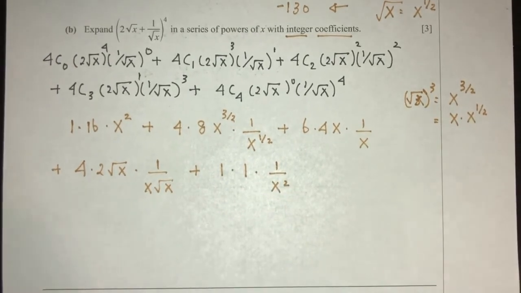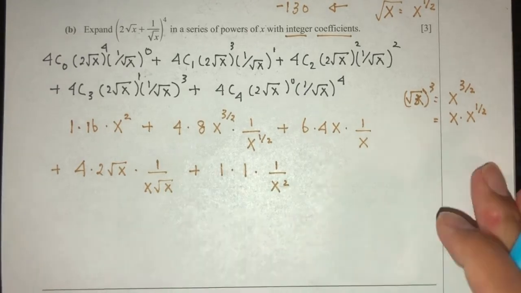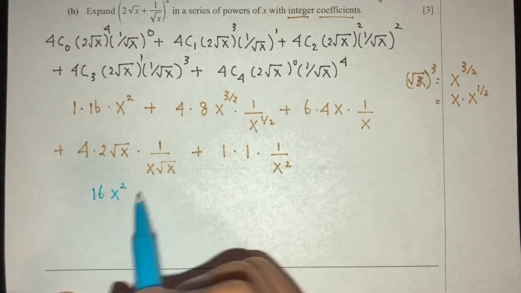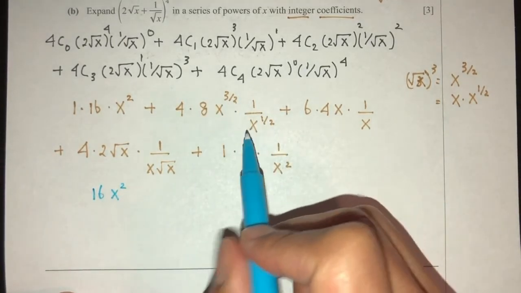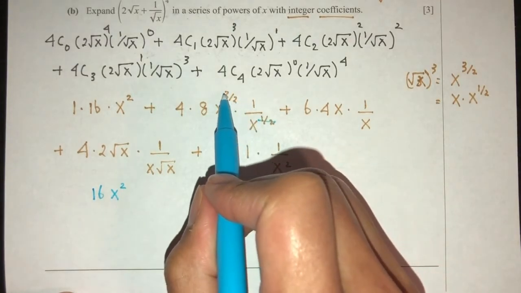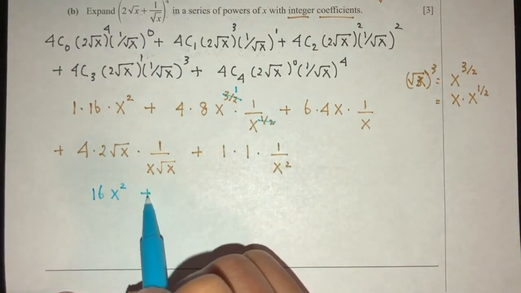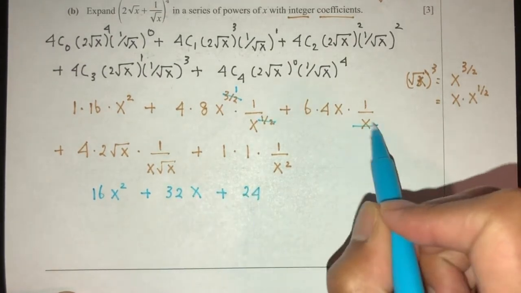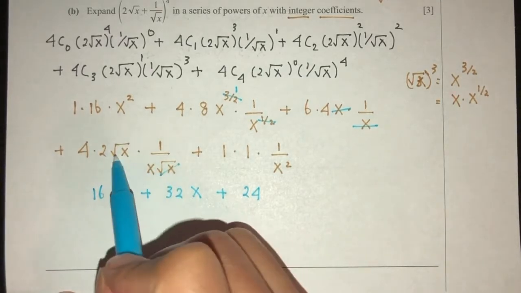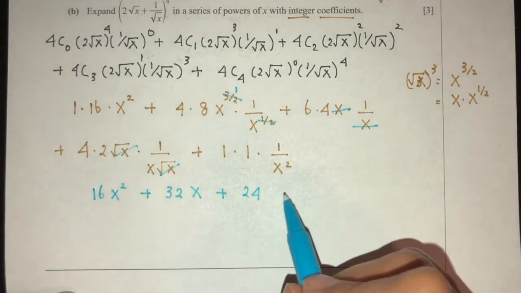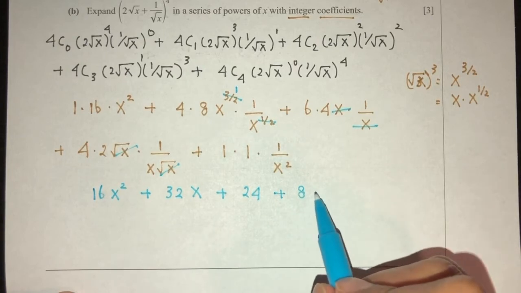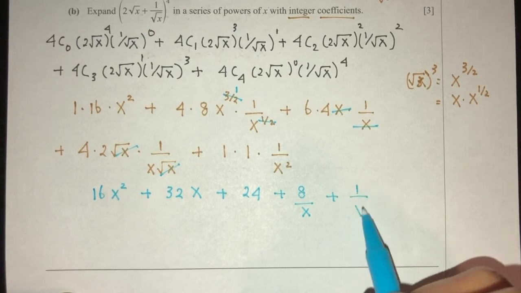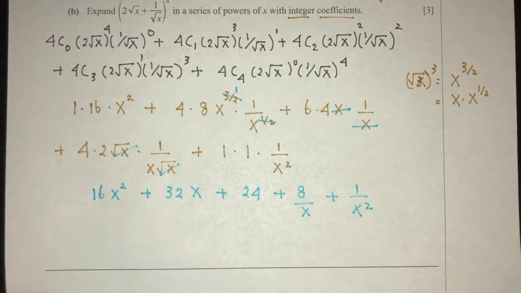Now let's simplify again to see what happens. So we have what here? So first term is 16 x squared. That will cancel out the cube. You will have what left? 1 left. So you will have plus 32x plus 24. And this one will be what? This one cancel out. So you will have plus 8 over x, and here you will have plus 1 over x squared.